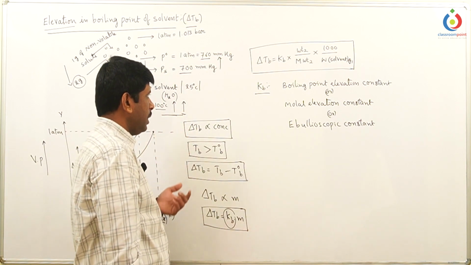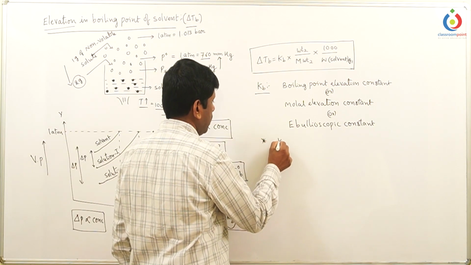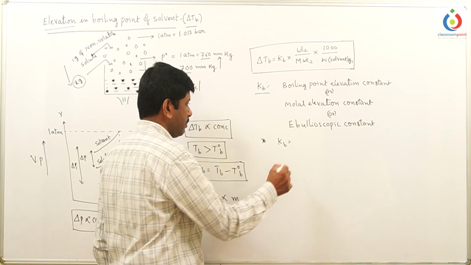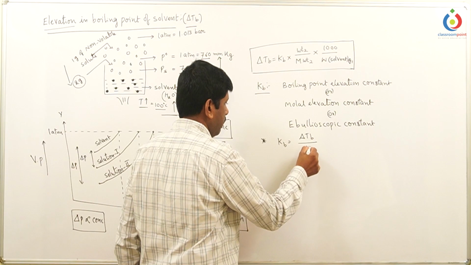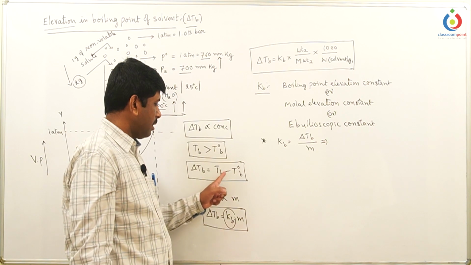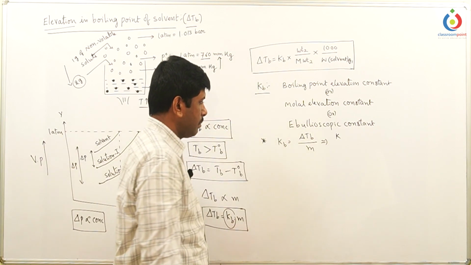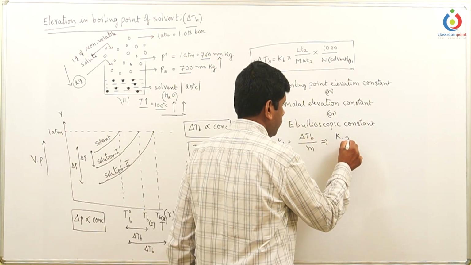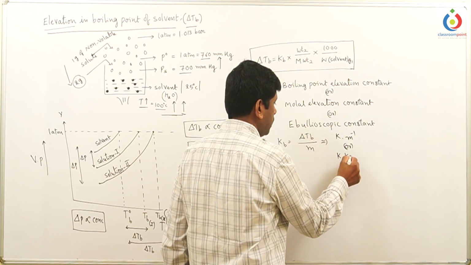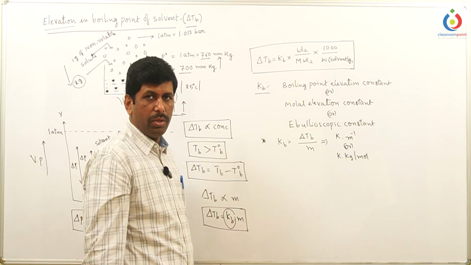Then how to calculate the units and the KB values? Let us see here. KB equals, you can send the molality this side, so it becomes delta TB divided by molality. Delta TB means TB minus T naught B. Temperature minus temperature again gives the temperature only. So the unit of delta TB is kelvins. And here the unit is molality, so we can write molality power minus 1, or else kelvin kg per mole, are the units of ebullioscopic constant.